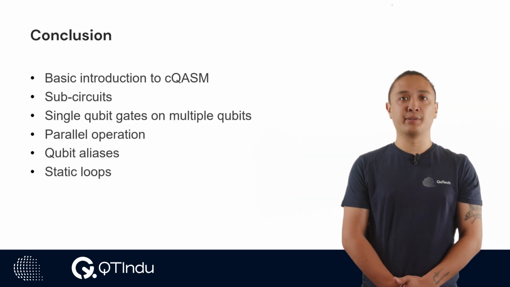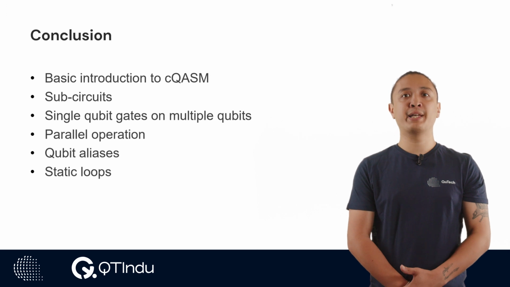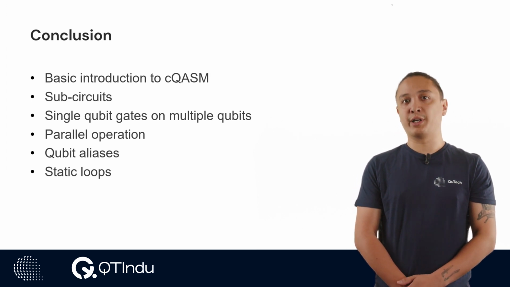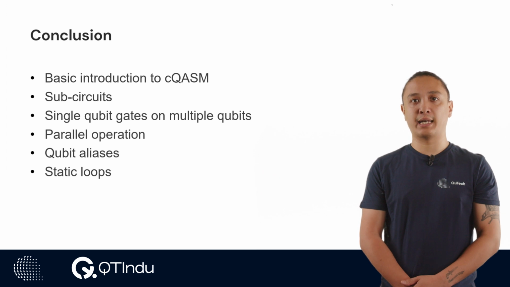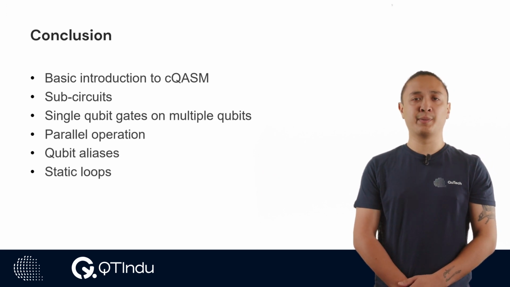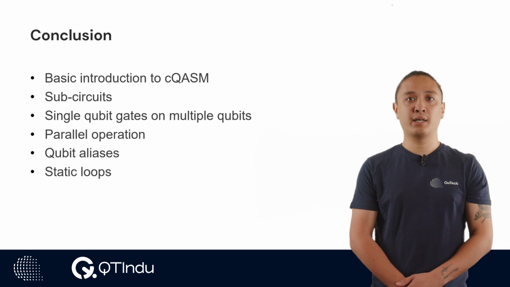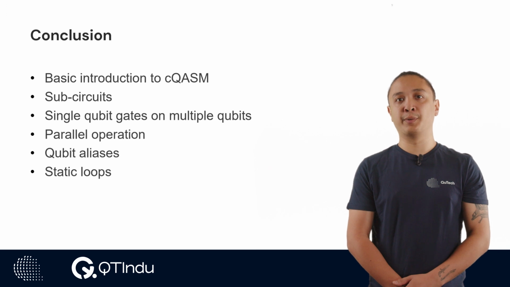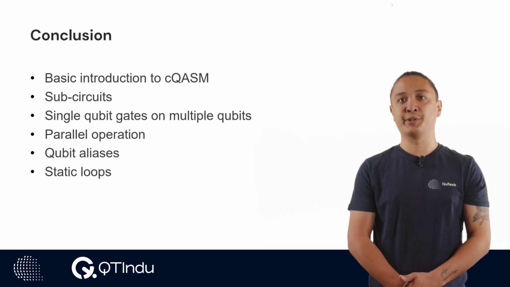In conclusion, in this episode, we covered a basic introduction to cQASM, following some simple examples. We covered how to generate subcircuits, how to implement single-qubit gates on multiple qubits at a time, how to implement parallel operation of gates, how to use qubit aliases, and how to create static loops. In the next 2 videos, we will be covering more concrete examples of how to use cQASM for coding arbitrary quantum circuits.